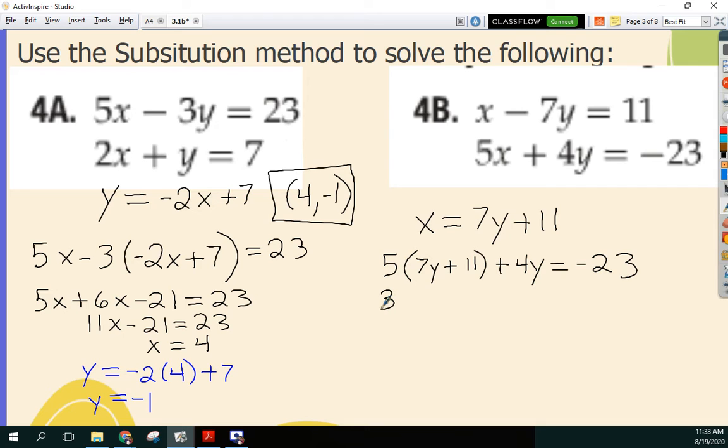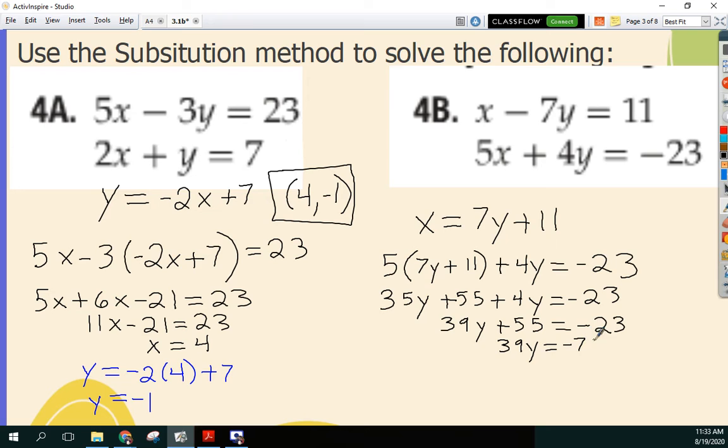So distributing our 5, we get 35y plus 55 plus 4y. That negative 23 hasn't changed. So we get 39y plus 55 equals negative 23. So 39y equals negative 78 by subtracting 55 from both sides. So we get that y equals negative 2.